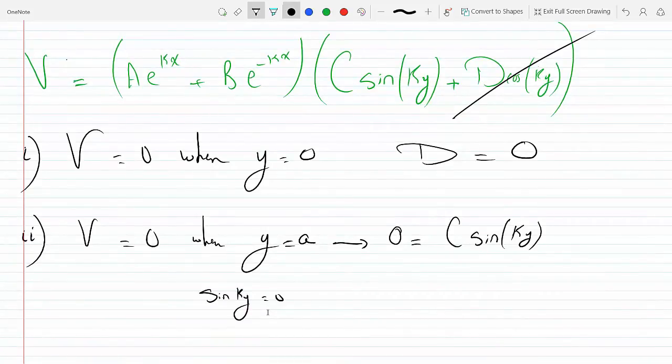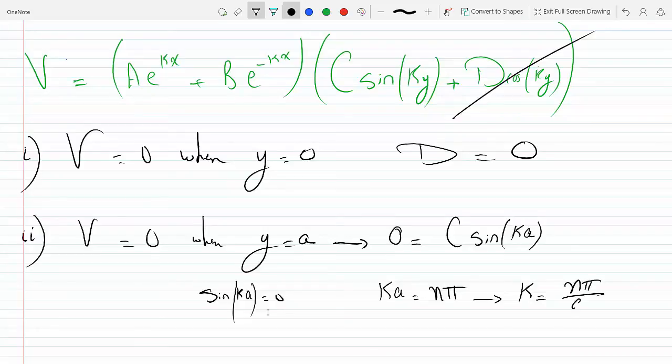And what angles have a sine of 0? Those are the multiples of pi. So ky equals n pi. And this is supposed to be a, because now this is happening at a. And so that tells me immediately what k is. K is n pi over a. So if k is n pi over a, the sine term goes to 0 and the entire potential is 0. So this is a consequence of boundary condition number 2.